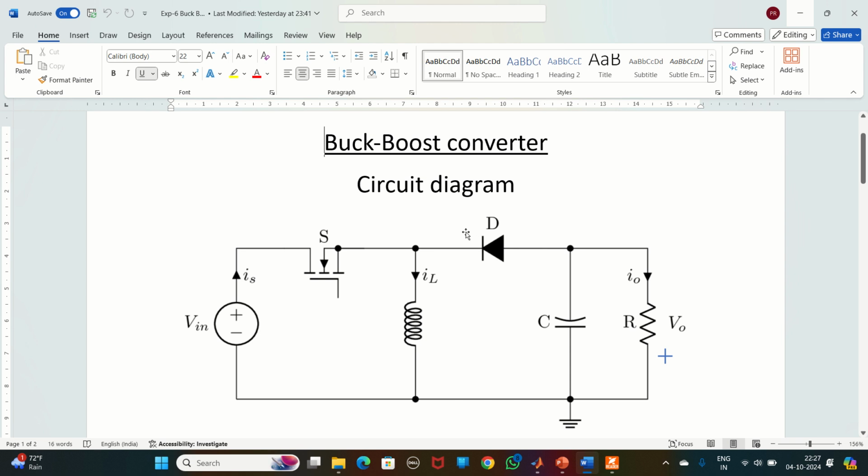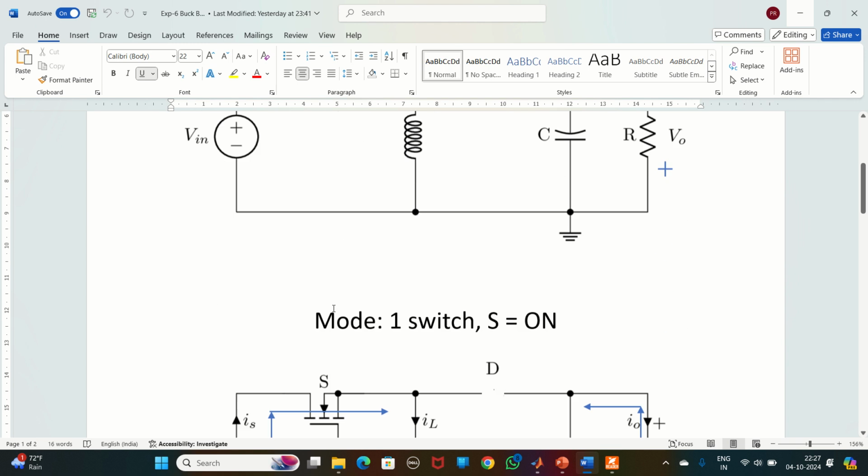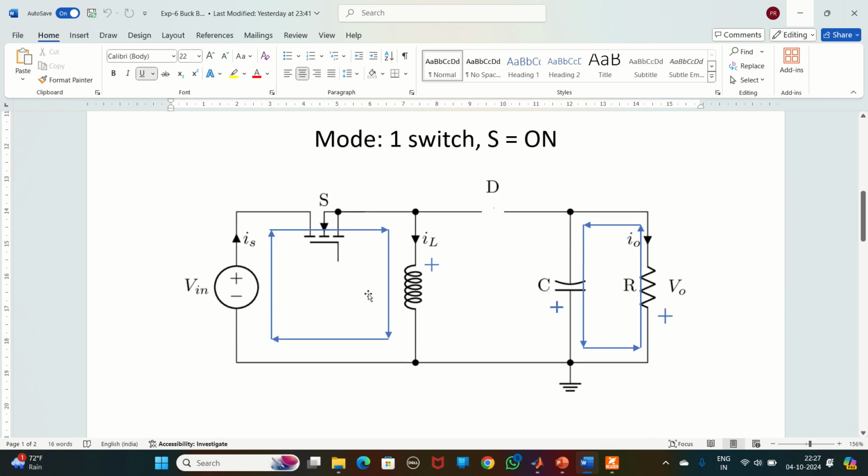Or else, if positive voltage is applied here and negative voltage is here, then it will not conduct, right? So diode turn on and turn off is not a controlled one. It will depend upon the circuit, right? So now let us discuss the two modes, that is when switch S is turned on and when switch S is turned off. Okay, move to mode 1.